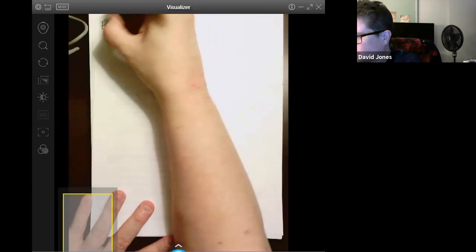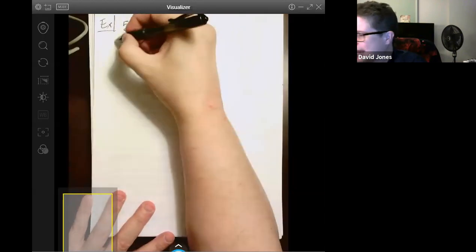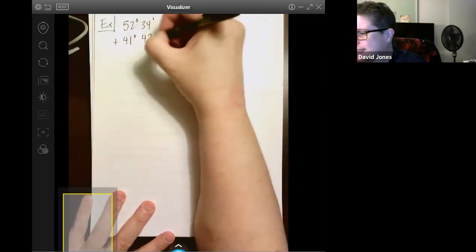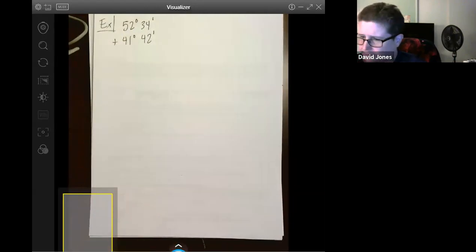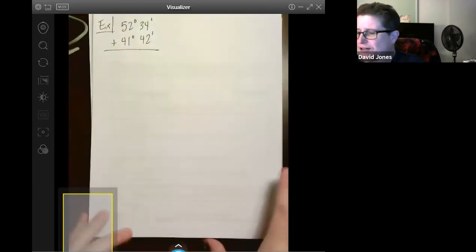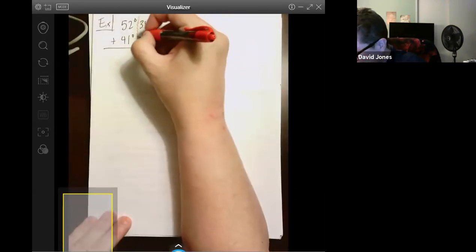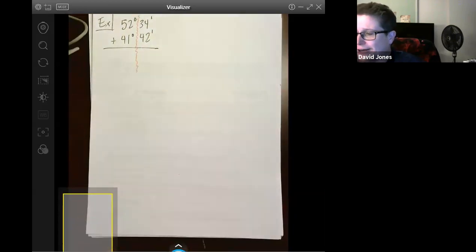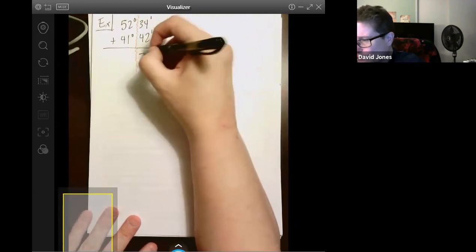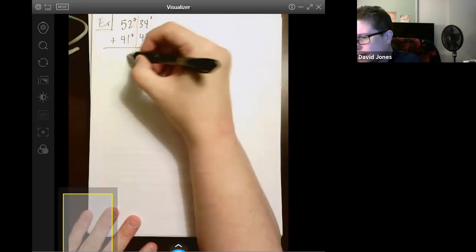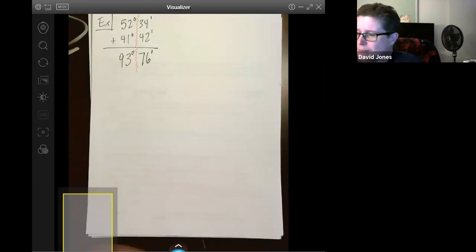Our first example, we have 52 degrees, 34 minutes. And we're going to add to it 41 degrees, 42 minutes. You want to add these separately. Don't treat this as 5,234 added to 4,142. You kind of want to put a little squiggly line through it or separate it in your head, but add each side separately. 4 plus 2 is 6, 3 plus 4 is 7, 2 plus 1 is 3, and 5 plus 4 is 9. We have 93 degrees, 76 minutes.